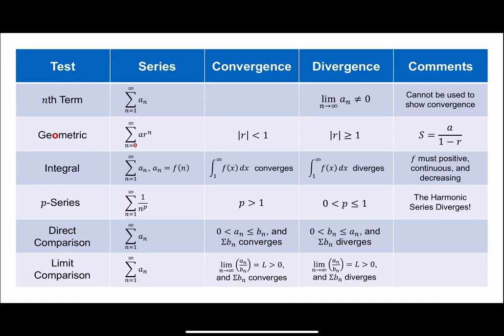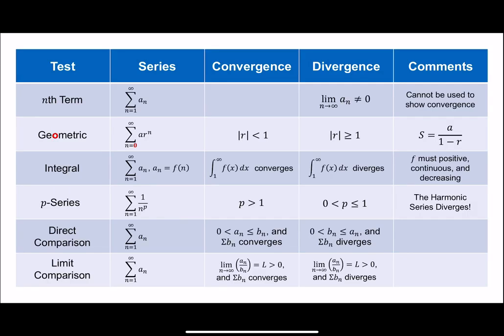P-series, also very easy, almost as easy as geometric, except you don't get a sum at the end. So if your p there is bigger than 1, we know that it converges, and if it's between 0 and 1, including 1, it's going to diverge.